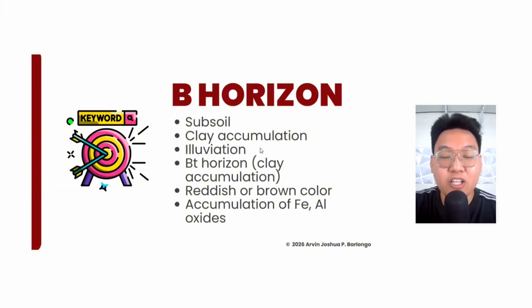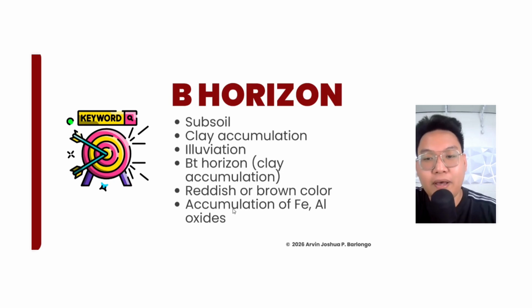Ayun. So reddish or brown in color ang B horizon. Then accumulation of Fe, iron, aluminum oxides.